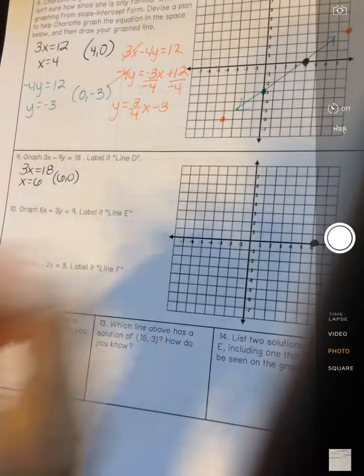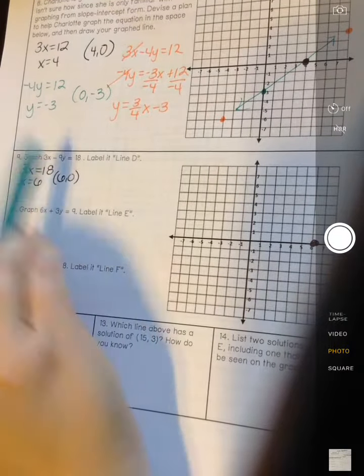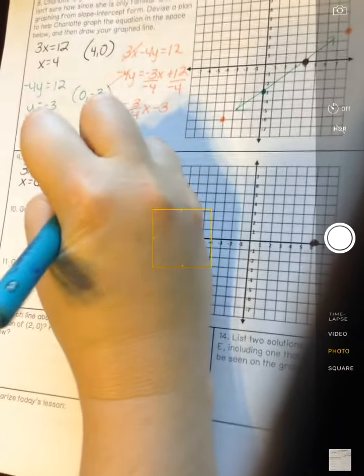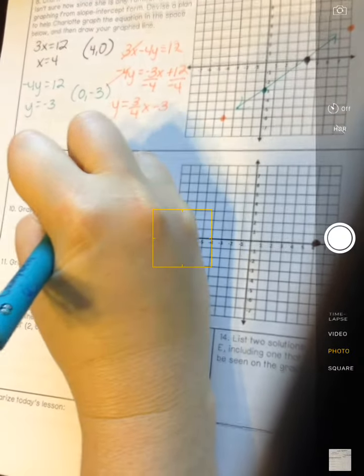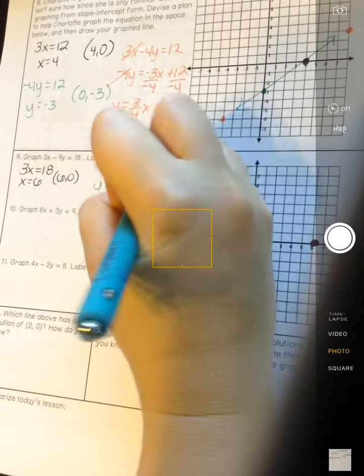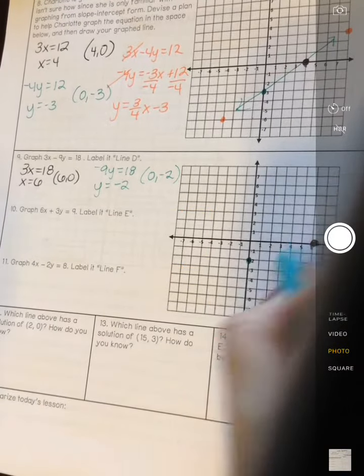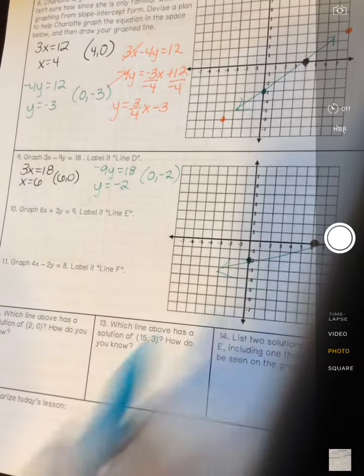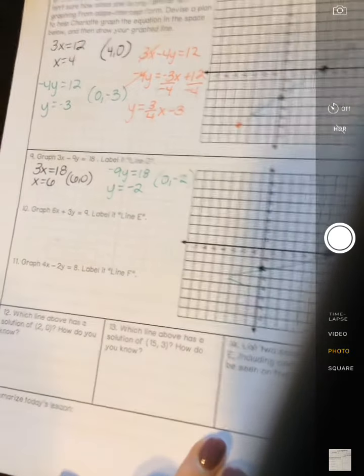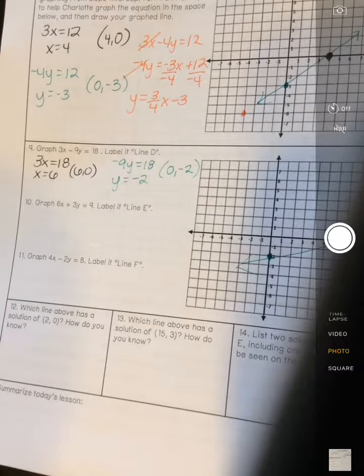All right. And then if I cover up my x, I have negative 9y equals 18. So y would be negative 2, or 0, negative 2. Crooked line, but you get the idea. So we're going to label that one, what, D?